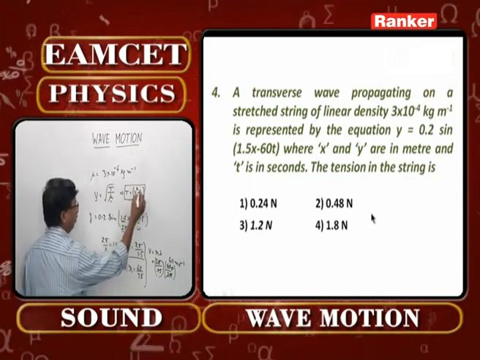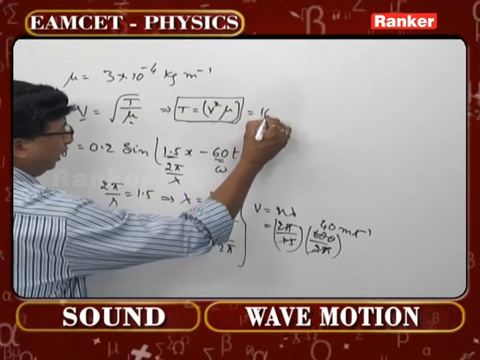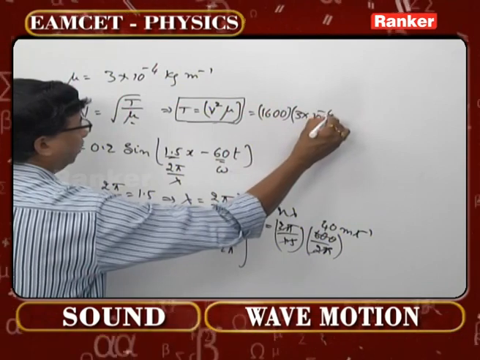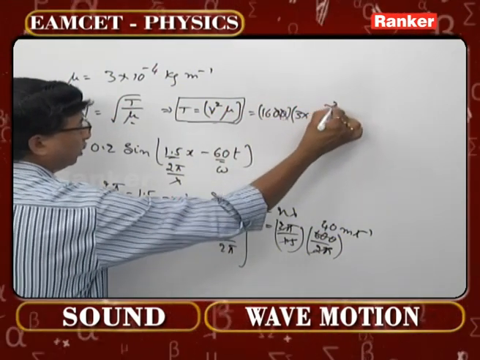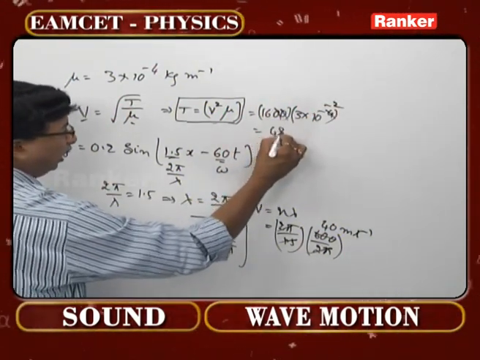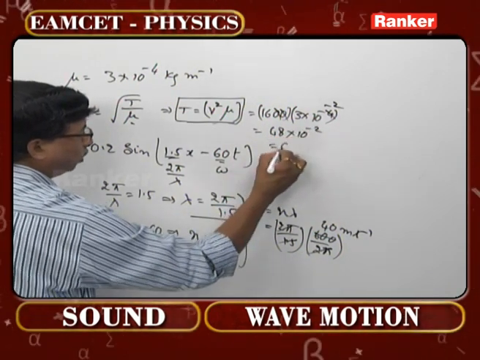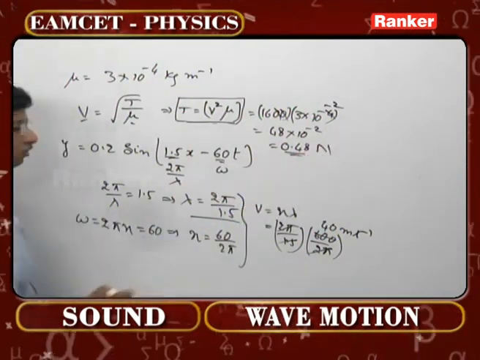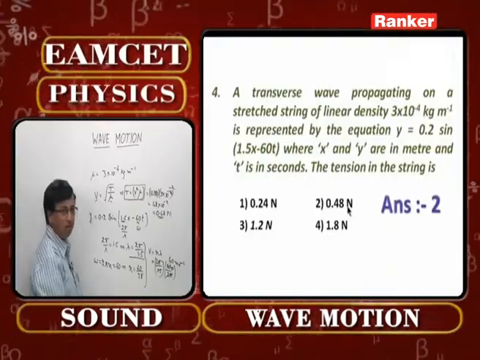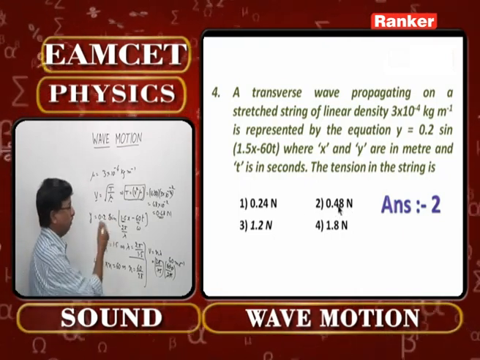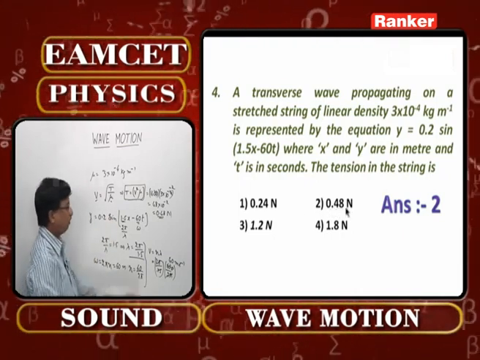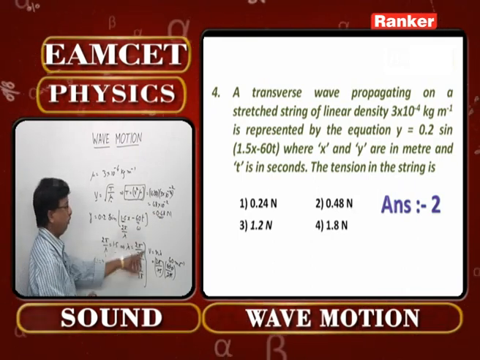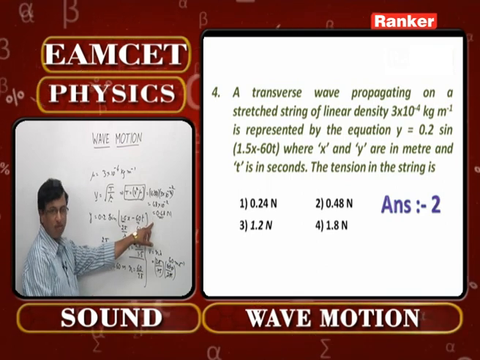So what will be the tension over here is the question. 40 square is 1600 into mu, that is 3 into 10 power minus 4. In fact, 2 zeros you can cut, minus 2 times. 48 into 10 power minus 2. So how much must be the value now? 0.48 Newton must now be the corresponding tension over here. Means what is the answer over there? You just look, the second option is giving us the same result, 0.48 Newton. So for this question number 4, option 2 is going to tally there.